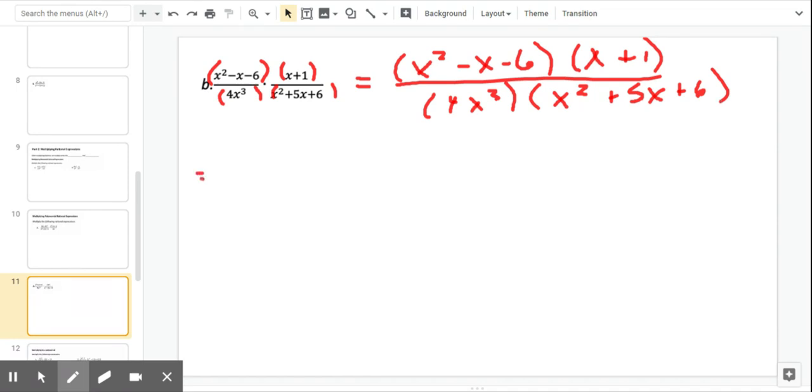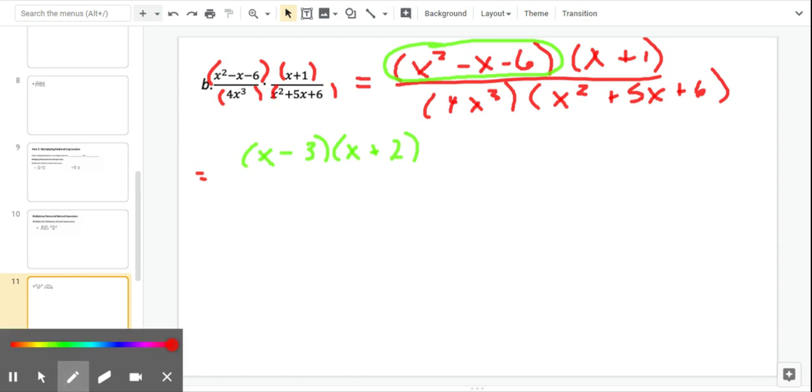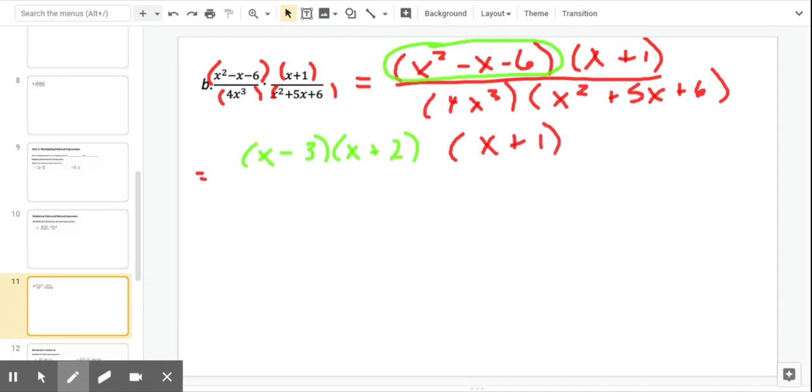Now we need to simplify. So the way we're going to simplify, let's start with this guy here. We're going to factor that. So what adds to -1 that multiplies to -6? X minus 3, x plus 2. -3 plus 2 is -1. -3 times 2 is -6. And then that x plus 1 up there, I'm going to leave that in red because I can't factor that.